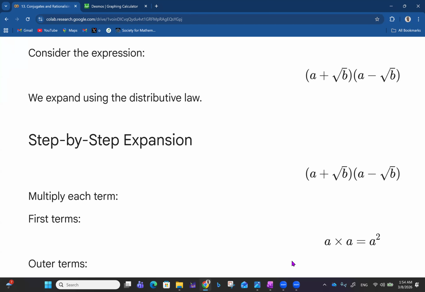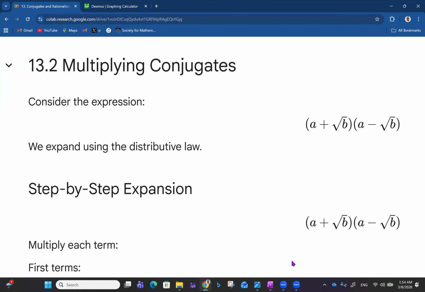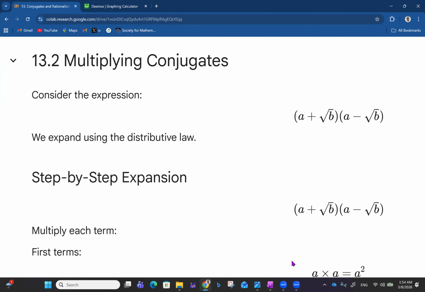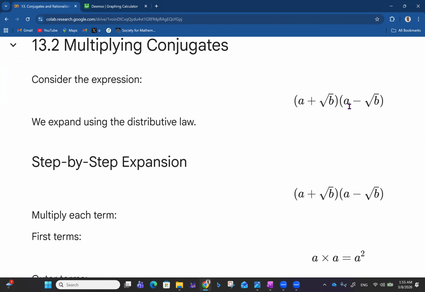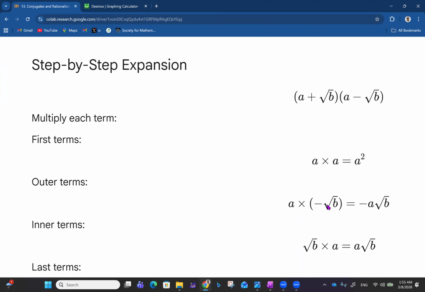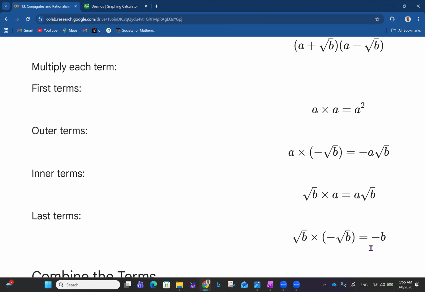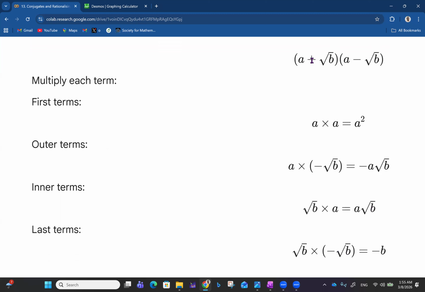So, multiplying conjugates. Consider the expression a plus root b into a minus root b. We expand using the distributive law. Step by step: first, you have a times a, that's a squared. Then you have a times minus root b, which is minus a root b. And then you have root b times a, which is a root b. And the last terms, root b times minus root b, that would be minus root b times root b, and that is minus root b squared, which is simply minus b.